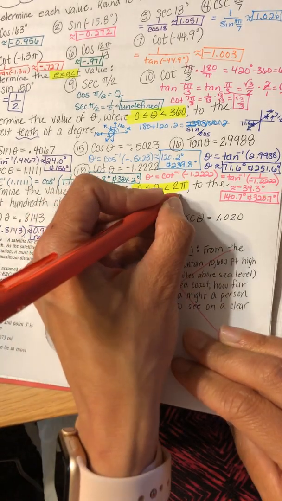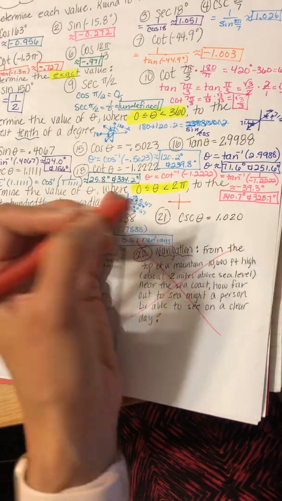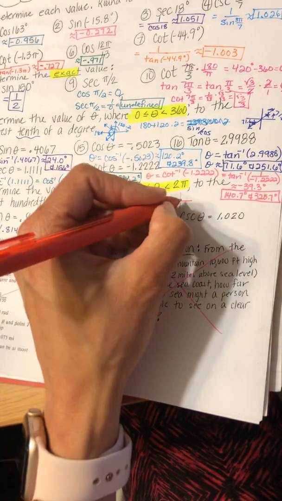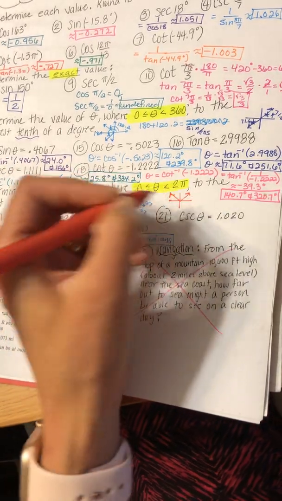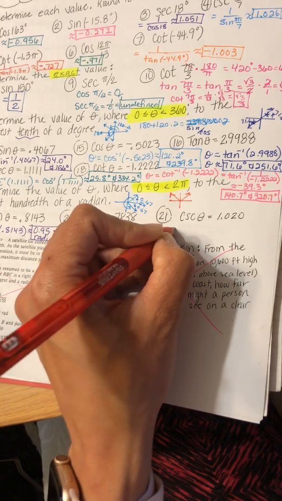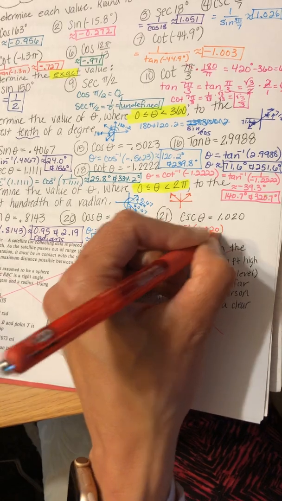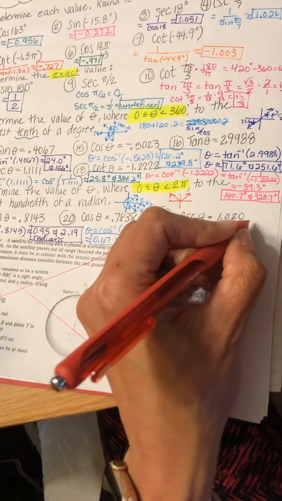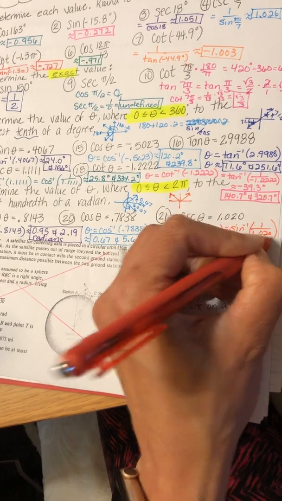So cosecant is related to sine, and this is a positive 1.020. So sine is positive in the first quadrant and the second quadrant. So that's where this angle could be. So let's figure out our first angle. So theta is going to equal the inverse cosecant of 1.020. But we don't have a cosecant button, so we have to convert this to sine. So sine inverse of 1 over 1.020.